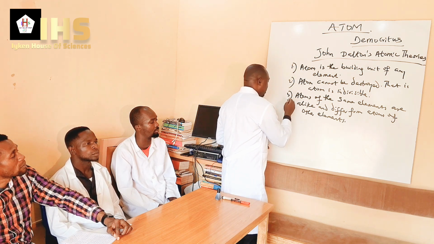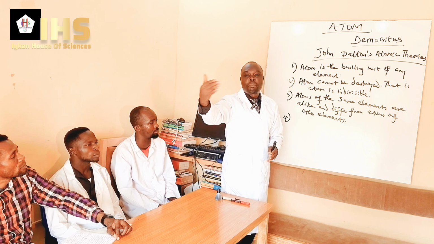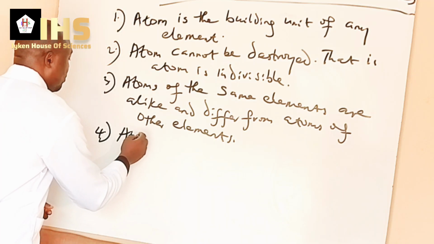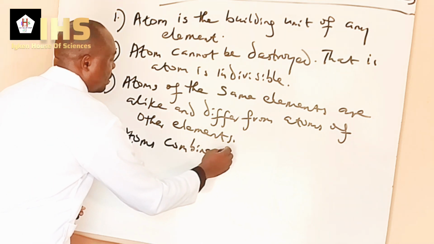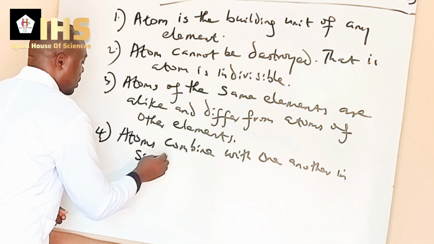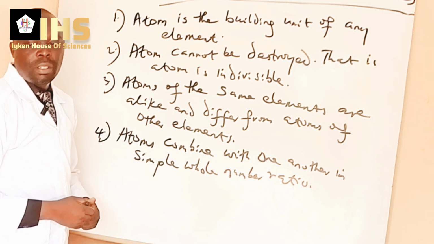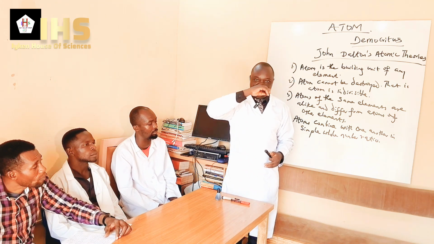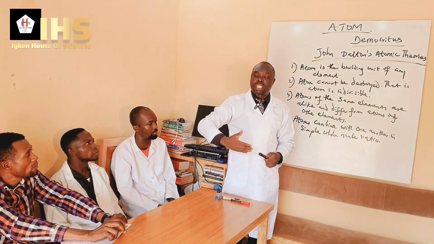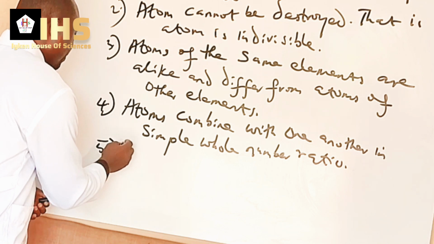Number four, he said that when atoms combine with one another to form a compound, they combine in simple whole number ratios. He said again that the combination of two or more atoms simply means a chemical reaction. What constitutes a chemical reaction simply means the combination of two or more atoms.